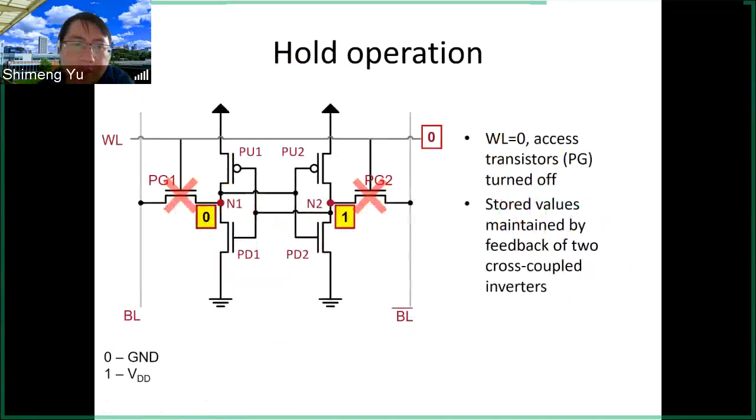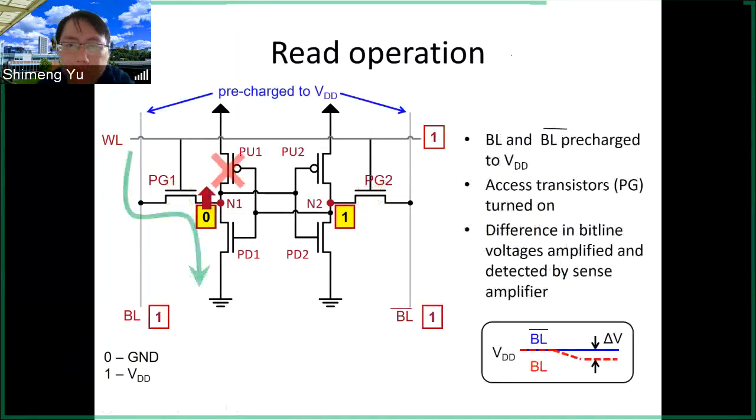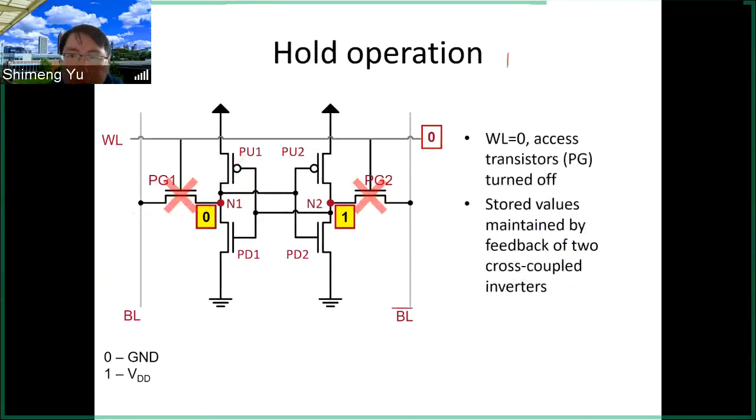And next, we are going to discuss the operations for the SRAM cell. So there are 3 operations, or let's say 3 modes. The first mode is the hold operation. Hold operation means you want to keep the data in the SRAM cell. So if you keep the data, you don't want to read or write, you just want to keep. Then here, sorry, go back. So this is to keep the data.